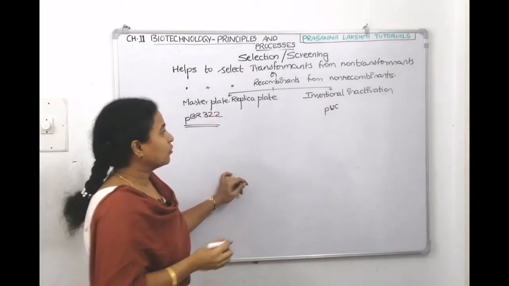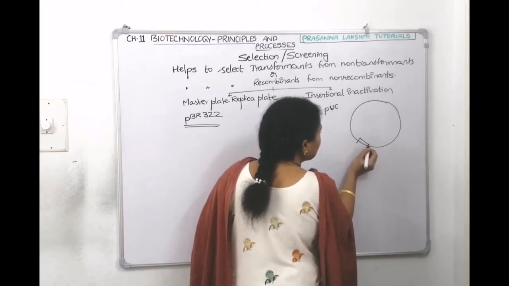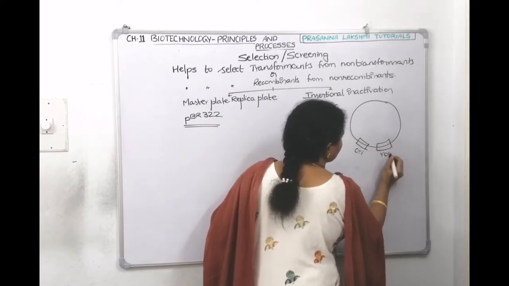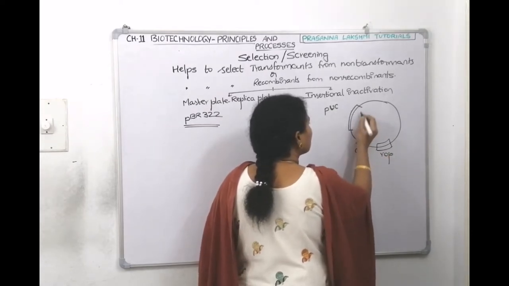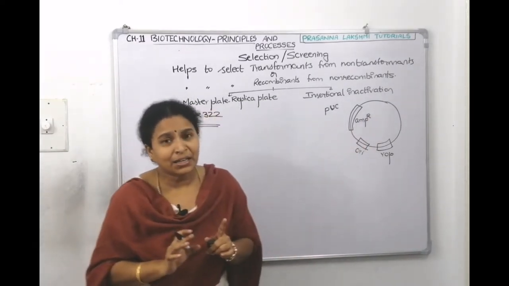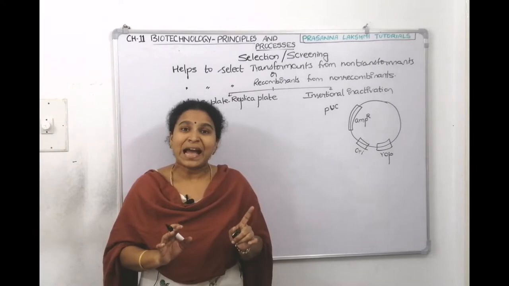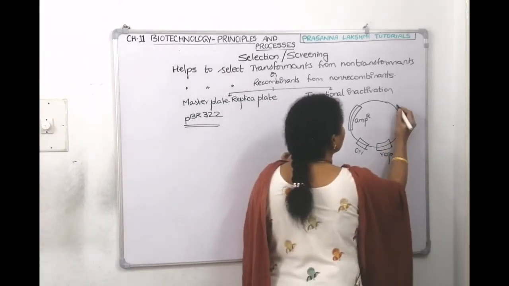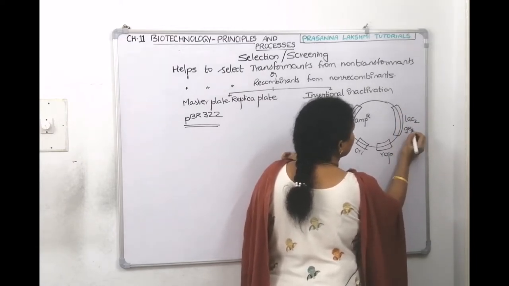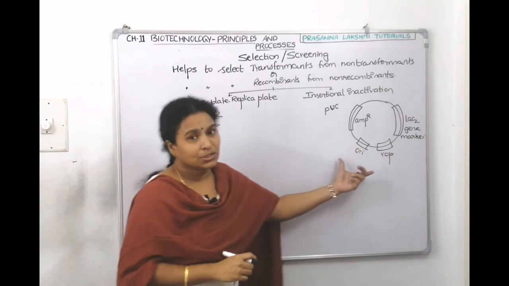If we look at the picture of PUC vector, it will be like this. It has ORI site. It has ROB gene. It has ampicillin resistant gene marker also. It has only one antibiotic resistant gene marker. The second one is not an antibiotic resistant marker. It is LAGZ gene marker. The second marker which is here, what is it called? This is called LAGZ gene marker. So, this is the construction of PUC vector.